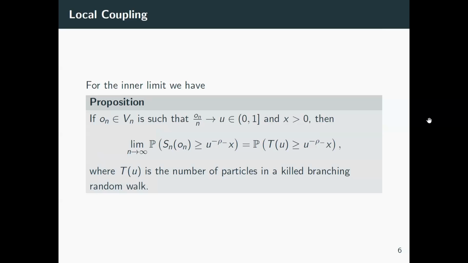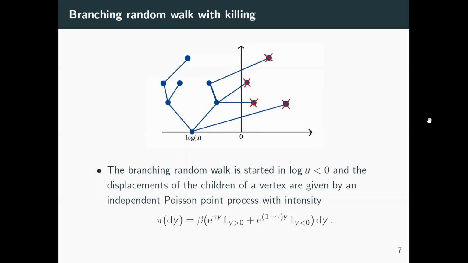The part I will go through briefly is the first proposition, for the inner limit, the following theorem. If we look at the sequence of typical vertices in our graph, then the size of the connected component of these typical vertices converges in distribution to the number of particles in a killed branching random walk. We achieve this result by coupling the connected component to a certain killed branching random walk. To explain this, maybe I introduce what the killed branching random walk is. I think this picture explains this pretty well.